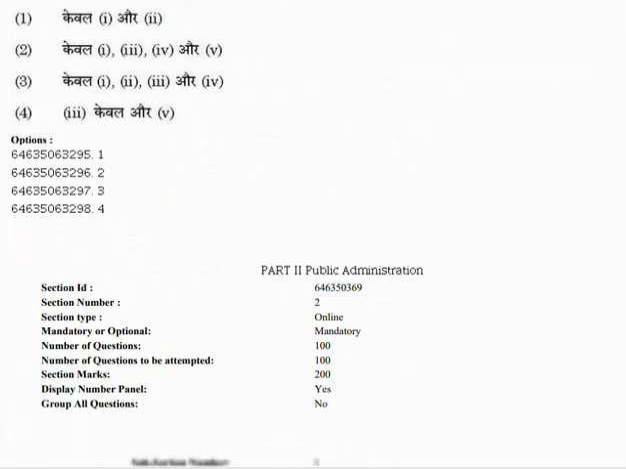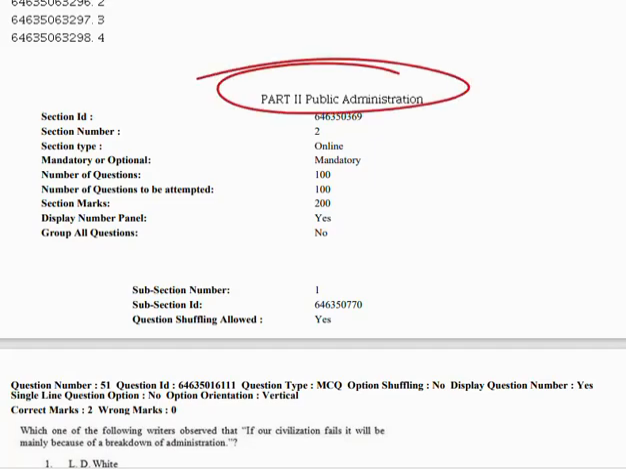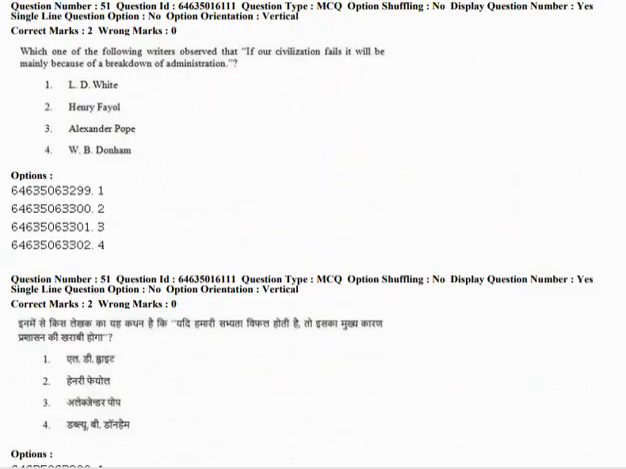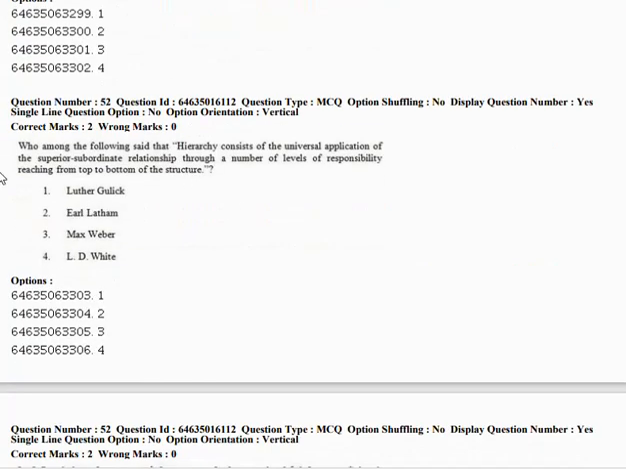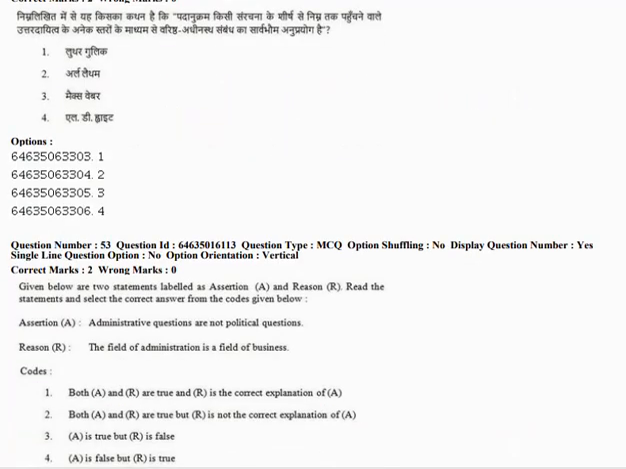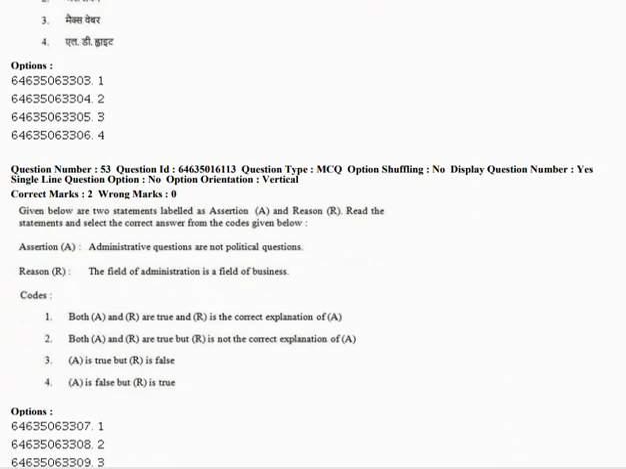Now from here onward it is paper of public administration. Which one of the following writers observed that if one civilization falls it will be mainly because of breakdown of administration? ये था W.B. Donham का कहना. 52. Who among the following said the hierarchy consists of universal application of superior subordinate relationship through a number of level of responsibility reaching from top to bottom of the structure? It is L.D. White.